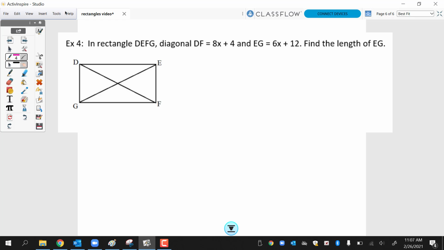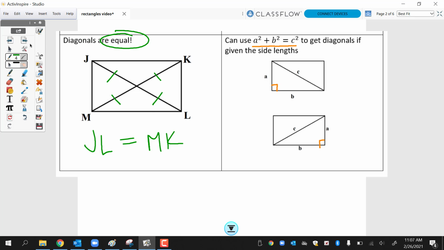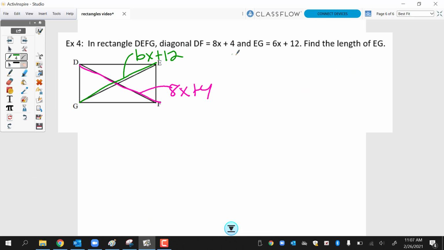And our last example, we have our rectangle again. It says diagonal DF is 8x plus 4, and diagonal EG right there is 6x plus 12. Find the length of EG. So they're giving me the diagonals. What do I know about the diagonals? We know that the diagonals are equal. Okay, so that's what we're going to do. Diagonals equal. Set them equal to each other.